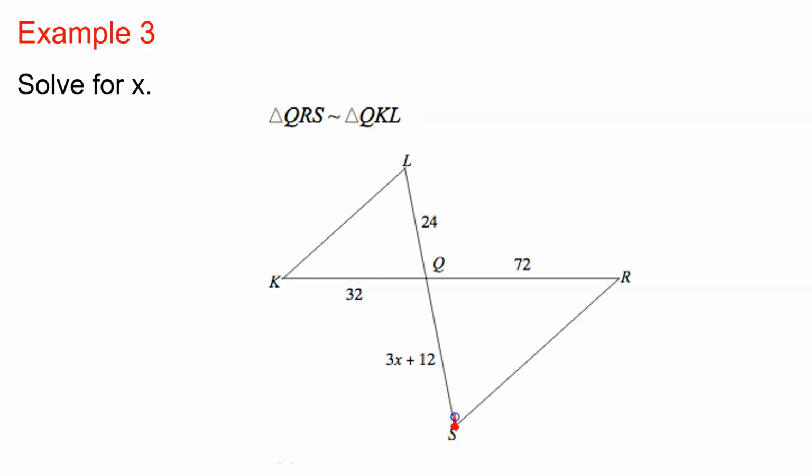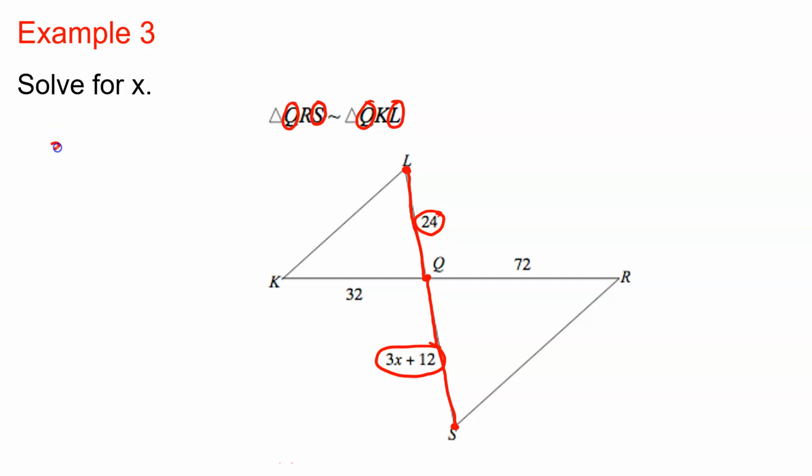Well, from S to Q, the last and the first letter, who's that going to match up with? It's going to match up with the last letter here, L to Q. So these are the corresponding sides. 3x plus 12 matches 24. So let me go ahead and write that first fraction. And it's up to you the way that you want to write it. Just make sure, again, that you are consistent.